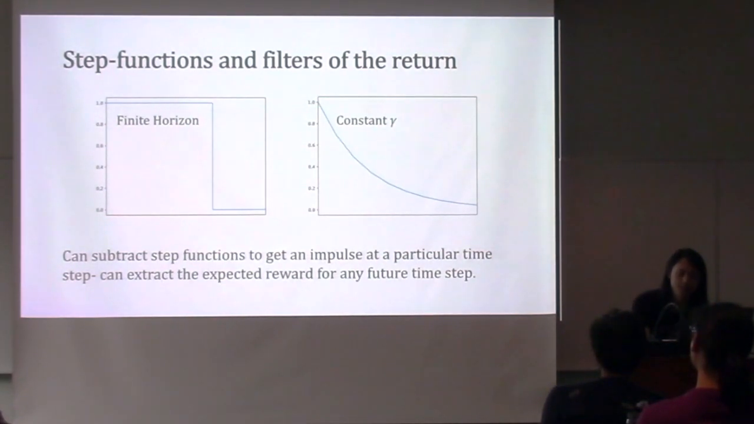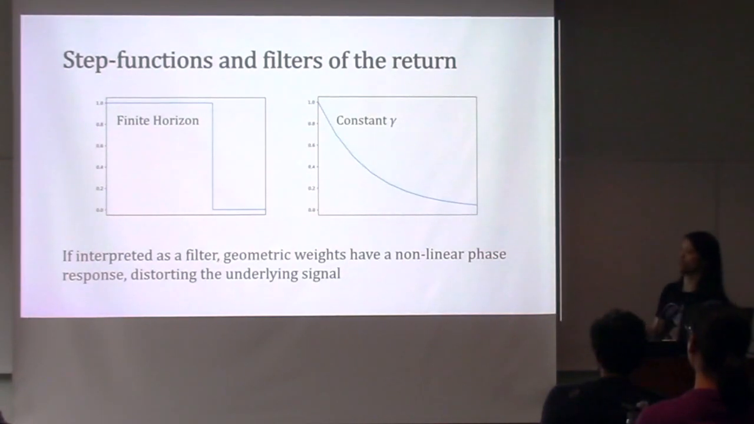And from a signal processing perspective, if you treat these as filters, the constant gamma will result in geometric weights, and that has a nonlinear phase response. So you actually distort the underlying waveform, and you lose a lot of information about how the signal actually behaves. So this might have implications in the prediction setting.